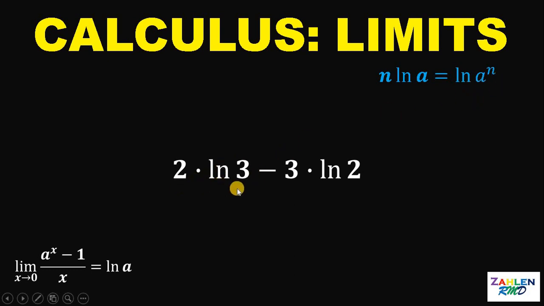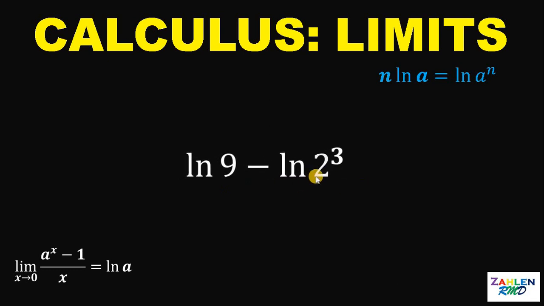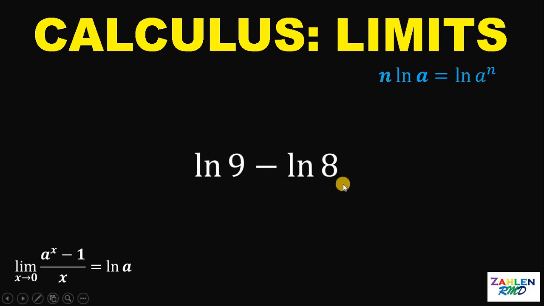Therefore, 2 times ln of 3 can be written as ln of 3 raised to 2. And 3 raised to 2 is just 9. Now, 3 times ln of 2 can be written as ln of 2 raised to 3. And 2 raised to 3 is just 8. Now, we have ln of 9 minus ln of 8.